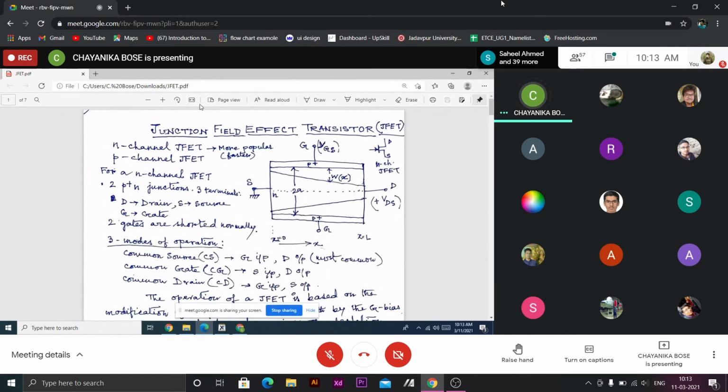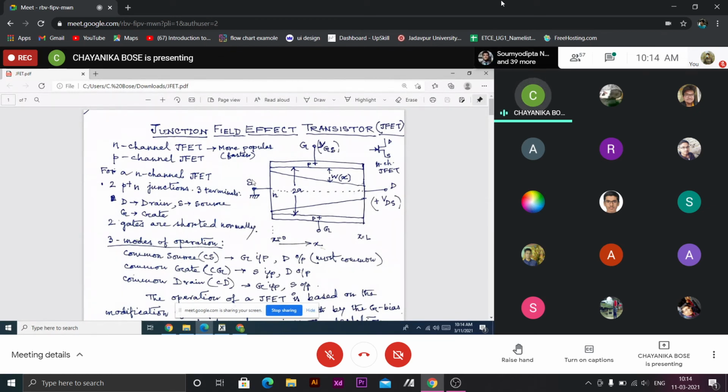Now let's start. Junction field effect transistor. This is a transistor because this is a 3-terminal device. Basically, the structure is symmetric, with 2 gate terminals from the 2 opposite surfaces, but they are always shorted. So effectively, the gate gives 1 terminal, plus a source and the drain.